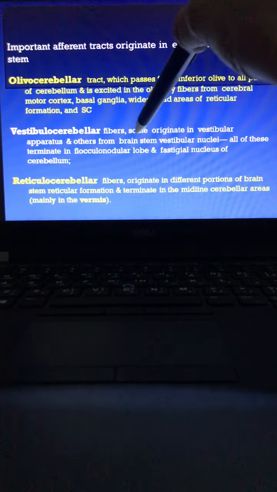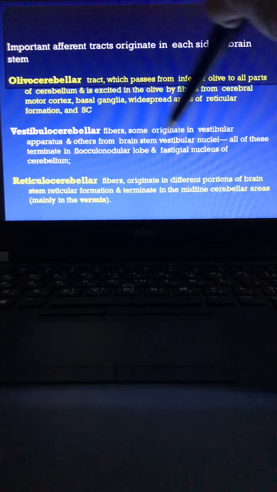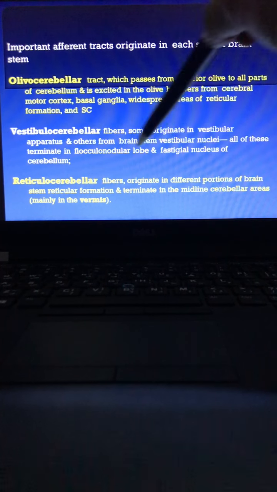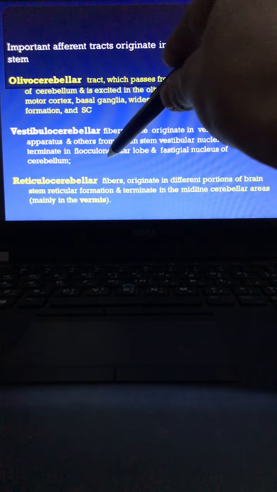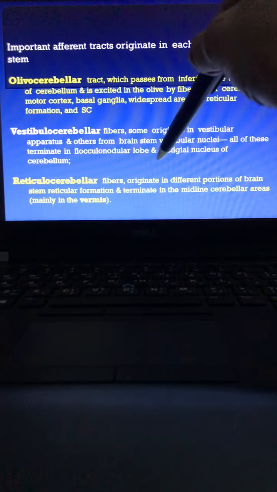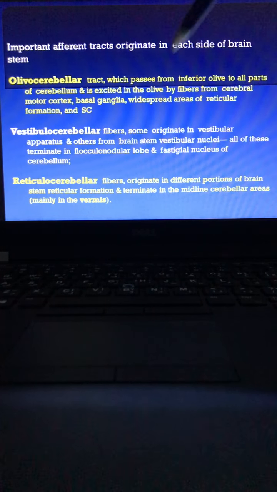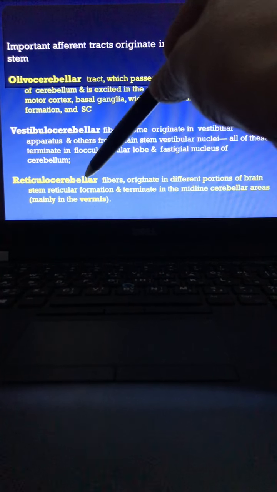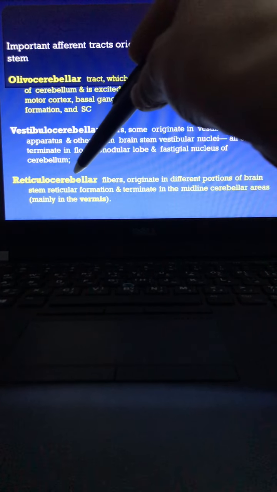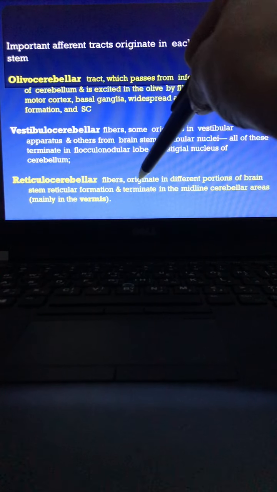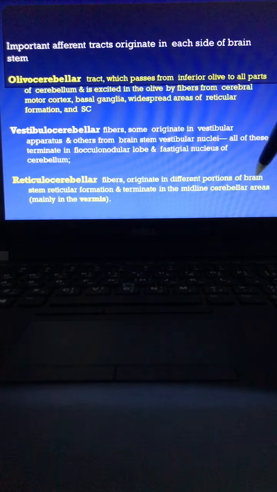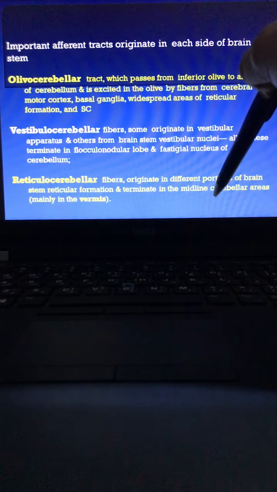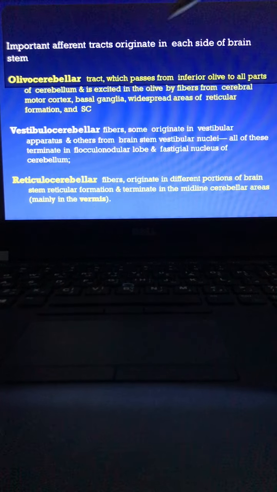Vestibulocerebellar tracts, some originate in the vestibular apparatus and others from brainstem vestibular nuclei. All of these terminate in the flocculonodular lobe and fastigial nucleus of the cerebellum. Number 4, reticulocerebellar fibers originate in different portions of the brainstem reticular formation and terminate in the midline cerebellar area, what we call the vermis.